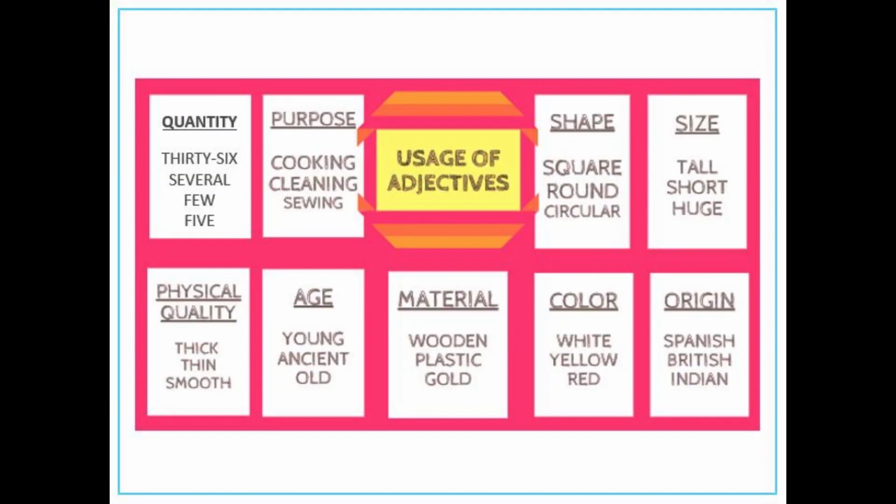There are many different types of adjectives that are used for different purposes. For example, some adjectives are used to describe quantity, some are used to describe purpose, shape, size, physical qualities, age, material, color, and origin, etc. It's important to know more adjectives and have them in your vocabulary bank in order to be able to describe things, people, situations well while speaking and in your writing as well.